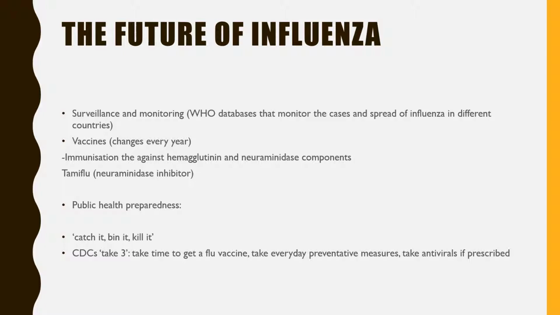Another way that we can prevent the spread and the effect of influenza is through public health preparedness. So by raising awareness through campaigns and initiatives such as Catch It, Bin It, Kill It, and also the CDC's Take 3. By doing these, we're able to prevent the spread of the disease and to make sure that people are more aware of it.